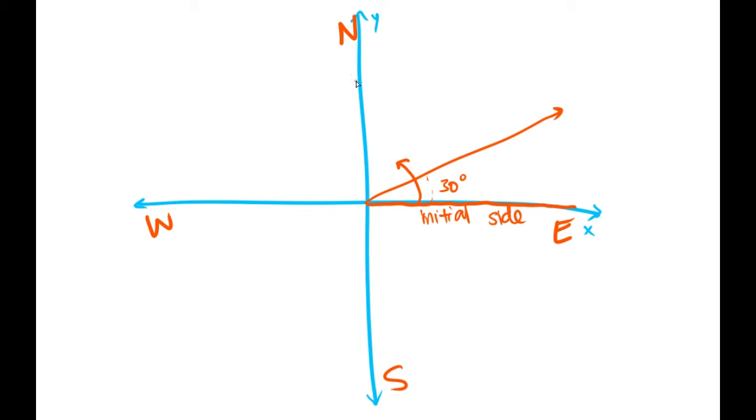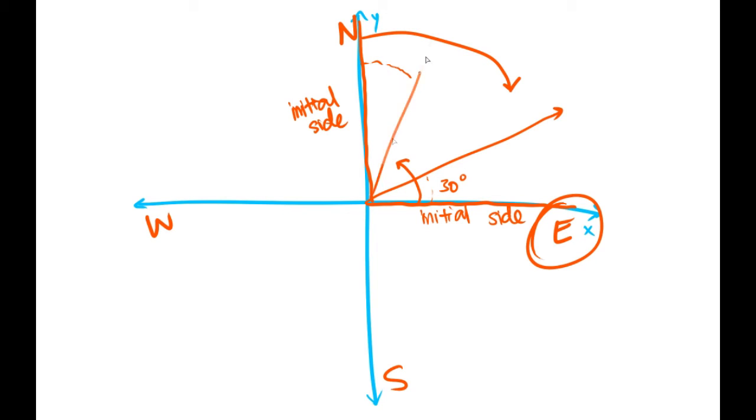So if they said you want to go 30 degrees east of north, that means you'd have to go towards the east side. So from the north side, that's your initial side, because they said from north, right? So that's your initial side. You want to go towards the east side, so you're going to rotate it like this until you get to the 30 degree line. And this will be your 30 degrees. And that's 30 degrees east of north.